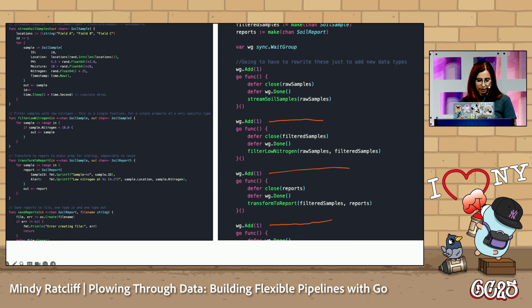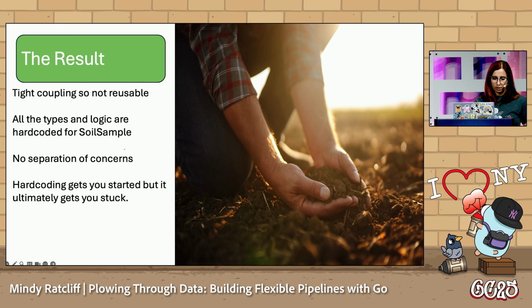And hard coding works for when you're just getting started, when you're in the ideas phase or first iteration. But that's as far as you will go. Hard coding gets you started, but it ultimately gets you stuck. Effectively, we've hard coded ourselves into a corner. We have no reusability. To make any changes at all, we're rewriting or making new functions that are tightly coupled to the newly introduced types.